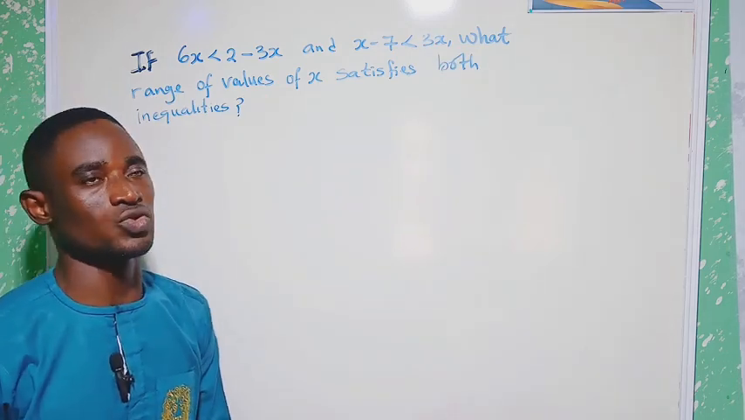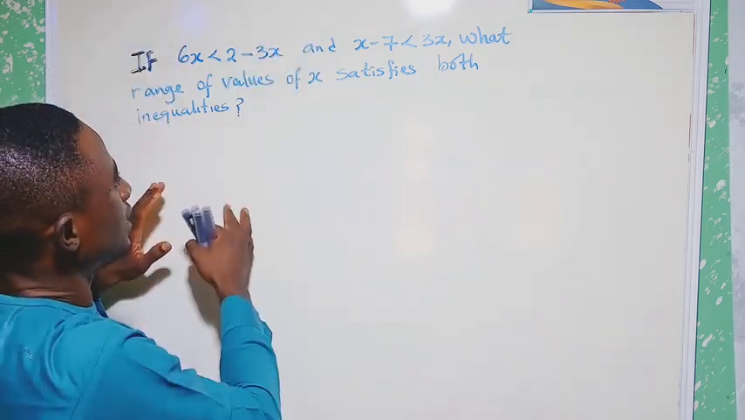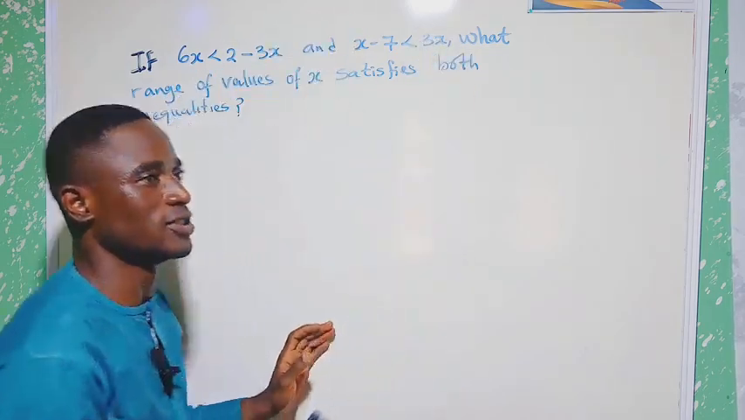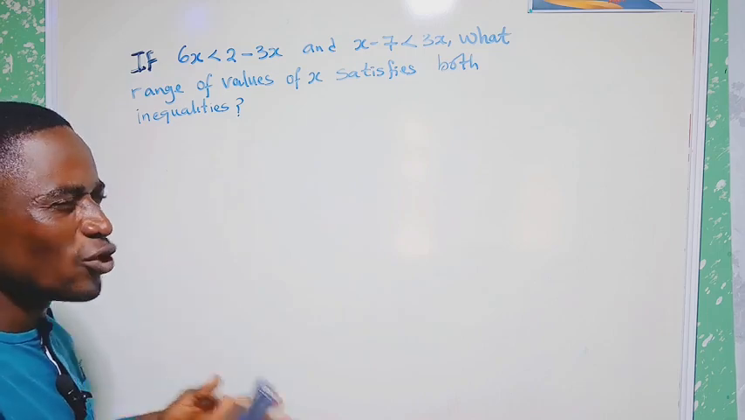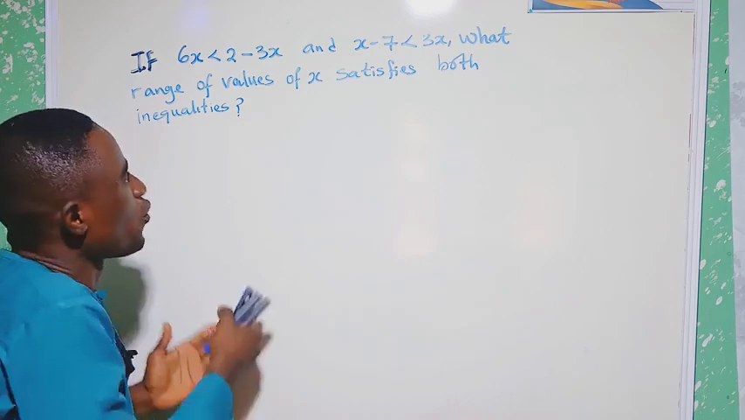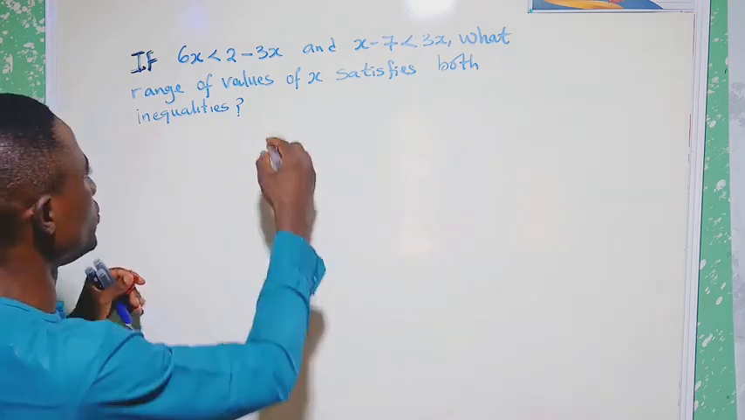What we want to do now is solve this inequality and get an answer for it. Likewise, solve this inequality and get the answer for it. And we want to know the range of values, that is, from what value x must be from one place to another place. Do you understand? So how do we do this?